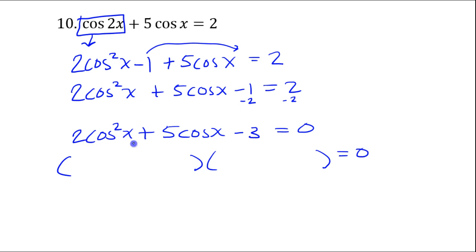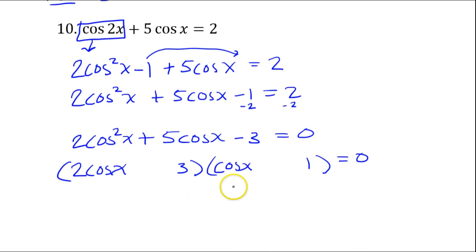2 cosine squared x can only factor as 2 cosine x times cosine x. 3 can only factor as 1 times 3. Now it matters whether I put the 3 here and the 1 here or the other way around. So I'm going to have to do a tiny bit of trial and error this time, because at a glance I don't know which one it is. I mean, I can sort of do it in my head, but let me just show you how you figure out where the 3 goes.